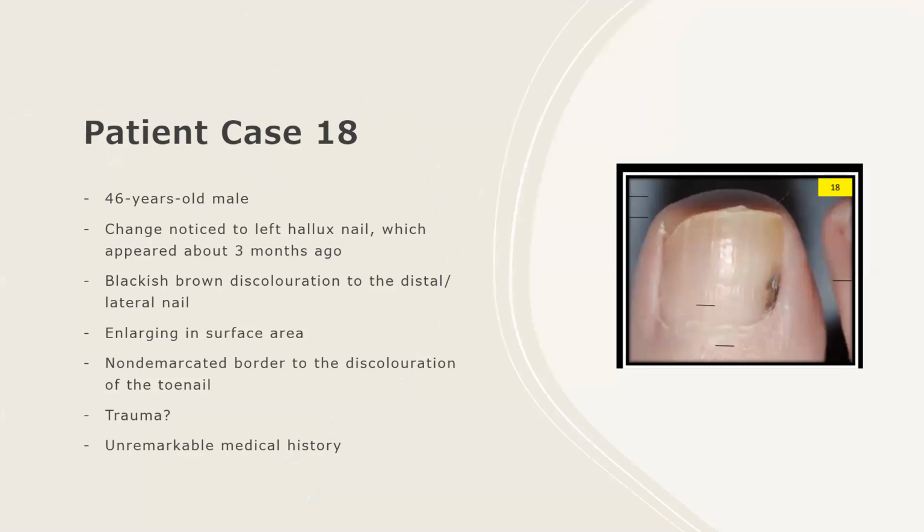So to begin with our case study, we have a 46-year-old patient that attends a clinic for general nail care. He asks about a change he has noticed in his left hallux nail, which he tells you first appeared about 3 months ago. The nail has developed a blackish brown discoloration to the distal lateral nail.